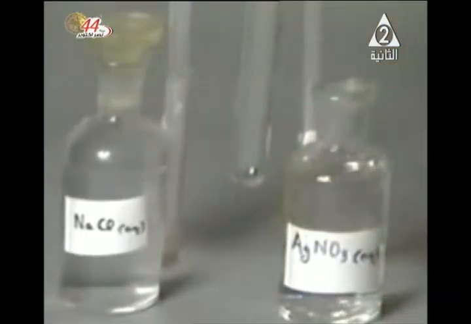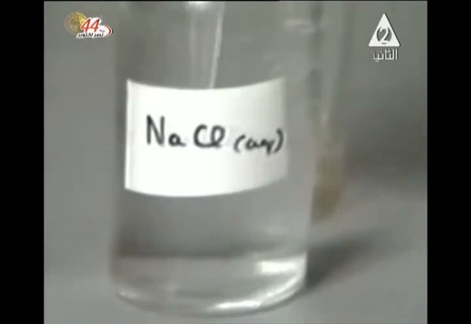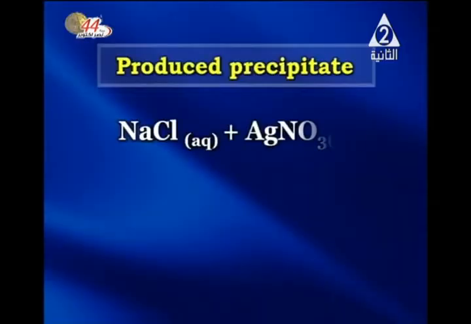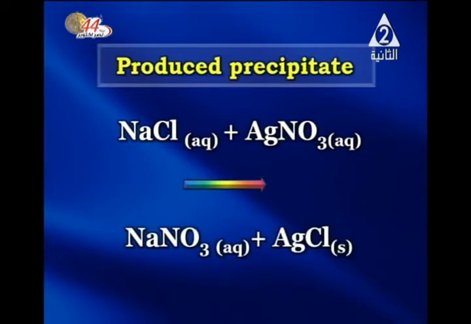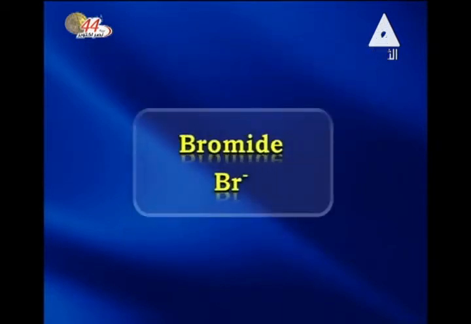Now, my dear students, we are going to add silver nitrate solution on sodium chloride solution. We are going to show the reaction product, which is white precipitate of silver chloride that will be formed in the tube, as shown now on the screen. Now the equation of the reaction: sodium chloride plus silver nitrate gives sodium nitrate and silver chloride, which is the white precipitate.